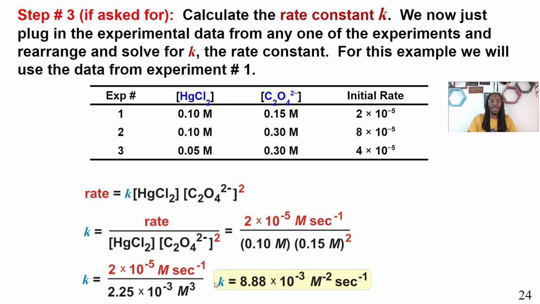And for my k, my rate constant, I'm going to get 8.88 times 10 to the negative 3. And my units are M to the negative 2 and seconds to the negative 1. That's my final units here. And that's literally it, everybody. We're just plugging in our data to solve for our k. And like I mentioned before, you can use any one of these experiments, 1, 2, or 3. We're going to get the same value for our k here.